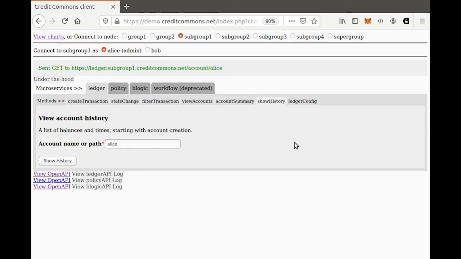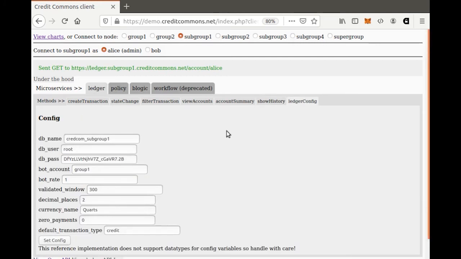We can also look at the balance history of any account, meaning the moments when the transaction occurred and what the balance became, and change the config for the ledger service.